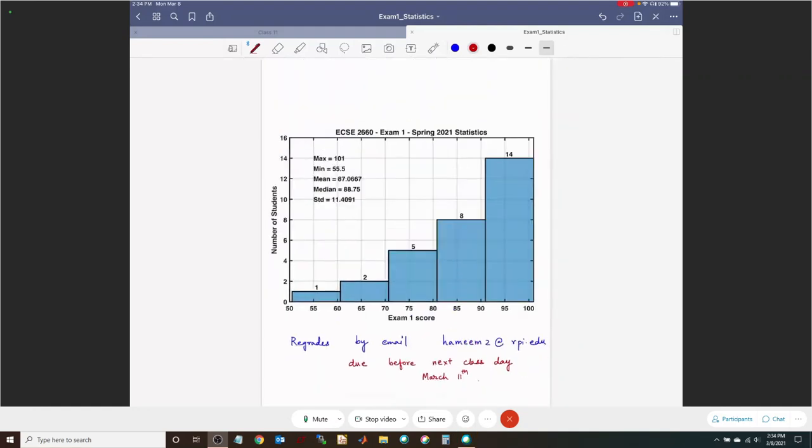All right, so all in all, pretty good news. A very healthy average. I think the last time I taught this course, the average for exam one was maybe low 70s. So that's a 17-point improvement. All right. Any questions or concerns here?